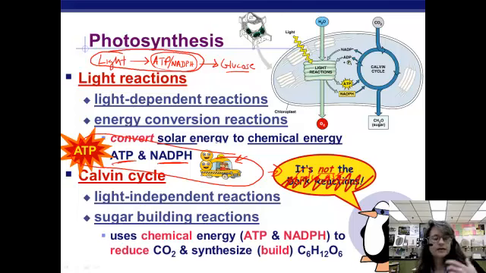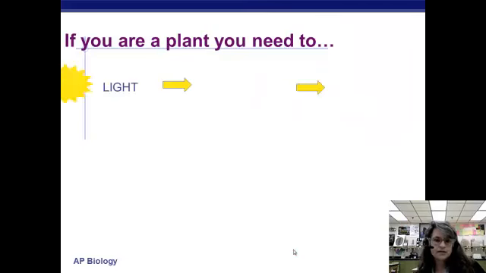The Calvin cycle is essentially the sugar building reactions where we are going to reduce carbon dioxide that the plant takes in from the atmosphere. We're going to reduce it, meaning we're going to add electrons to it, and when we do so, we're going to build this complicated glucose molecule. Okay?